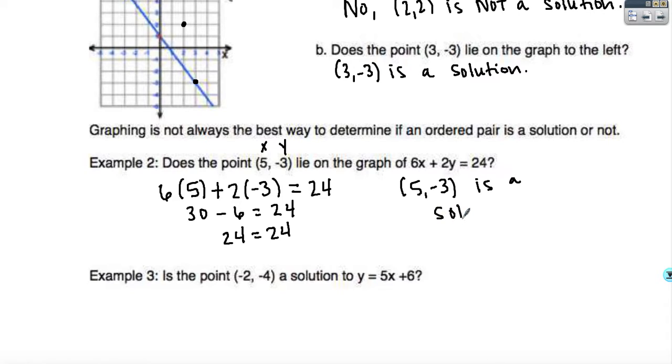And so if I were to graph this line for 6x plus 2y equals 24, I would see that (5, -3) is on top of that line.